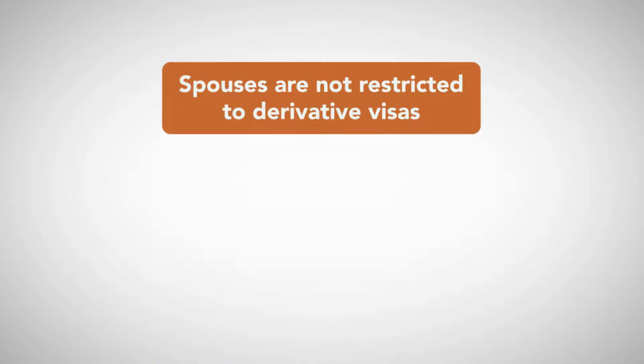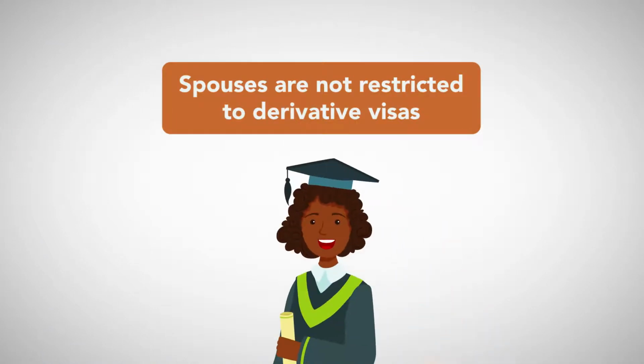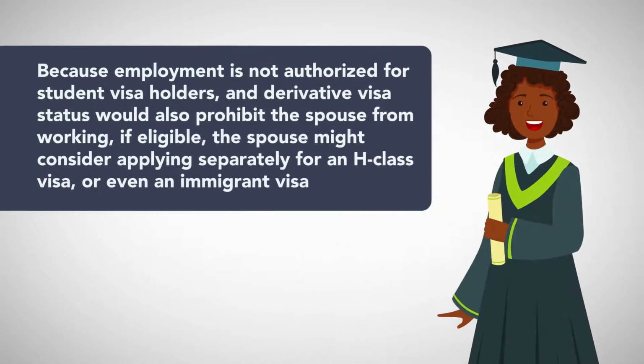An example would be the spouse of someone applying for a student visa who wants to be able to lawfully work in the United States. Because employment is not authorized for student visa holders, and derivative visa status would also prohibit the spouse from working, if eligible, the spouse might consider applying separately for an H-class visa or even an immigrant visa.